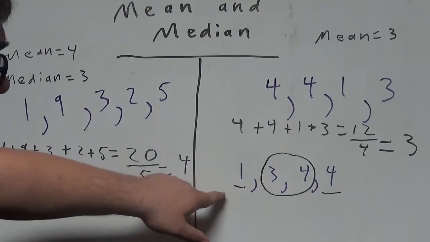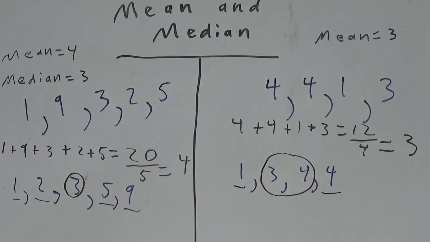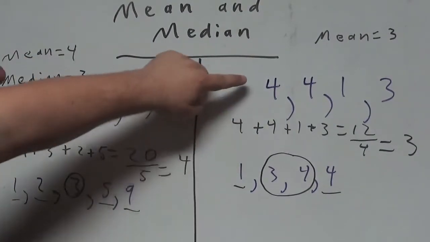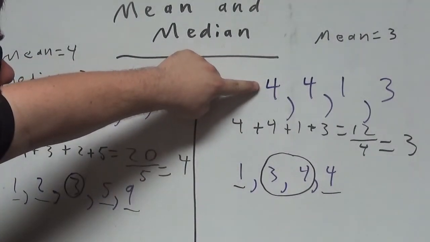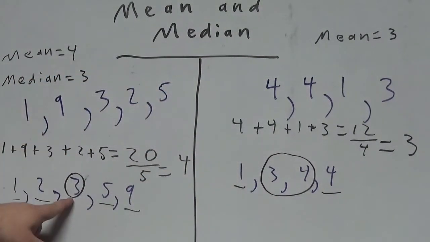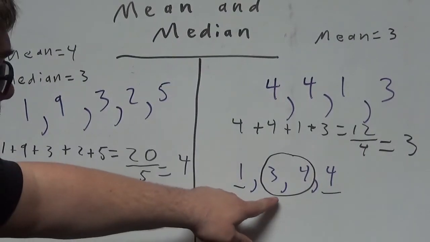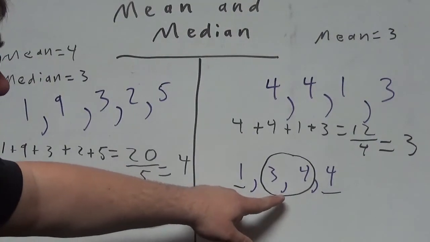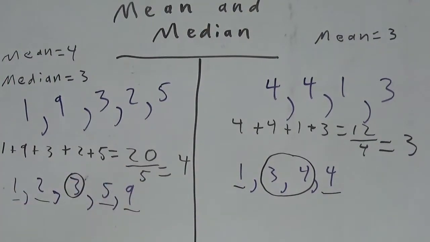Notice there's 1 number on each side, and that could be 3 numbers, 5 numbers, 1,000,000 numbers on each side. It doesn't matter. Anytime you have an even number of data points, you're going to have to do this. If you have an odd number, you'll have a number sitting in the middle that will make it easier. But if you have an even number of data points, you're going to have to look for 2 numbers in the middle. And what you do with those 2 numbers is find the mean of them.